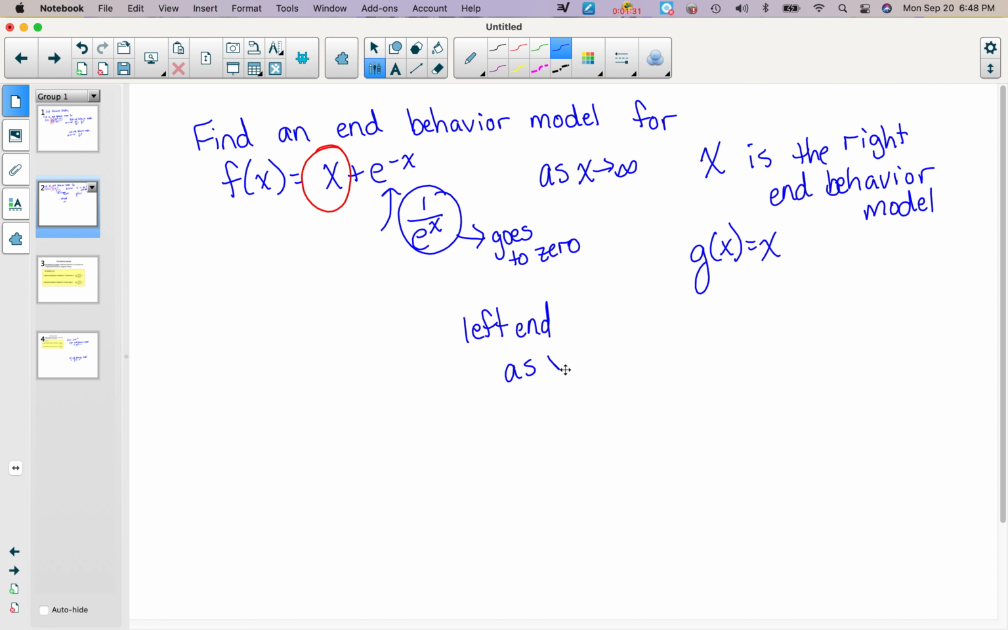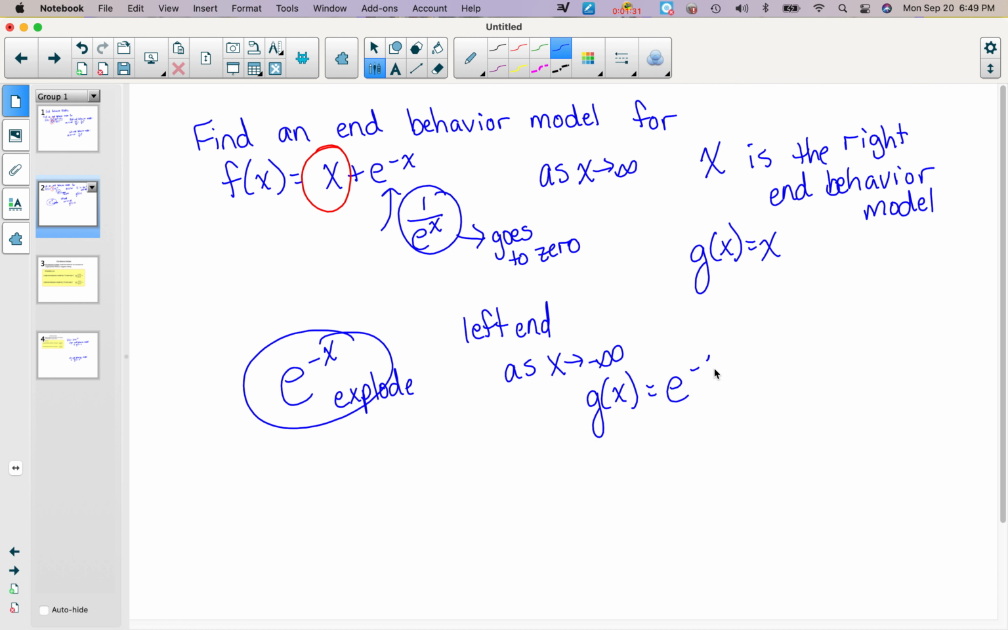Think about what happens as x approaches negative infinity. Now this term is going to stay negative, and it's going to get smaller and smaller. So then what happens to e to the minus x? If x is negative this time, now I'm taking the opposite of a negative, so this is going to be a positive exponent. When x is approaching negative infinity, this is going to explode, because it's going to get huge. So that takes over. So our left end behavior model, which I'm going to call g of x, is going to be e to the minus x, because that function is going to take over.